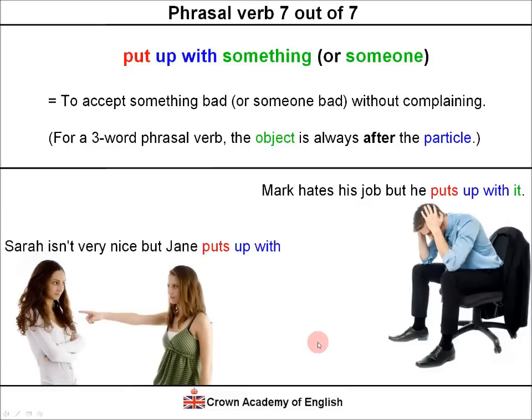Sarah isn't very nice, but Jane puts up with her. Okay? So this is Sarah. She's not very nice. And this is Jane. So Jane doesn't really like Sarah, but Jane puts up with her. Jane puts up with Sarah. Okay, she doesn't really like her, but she pretends to like her. She hasn't really a choice. She accepts her. Okay, so put up with something or put up with someone.